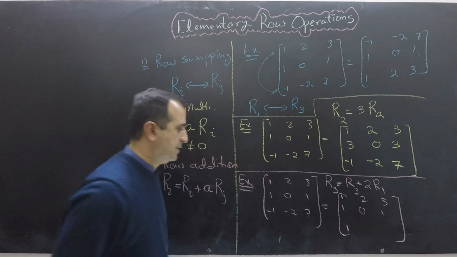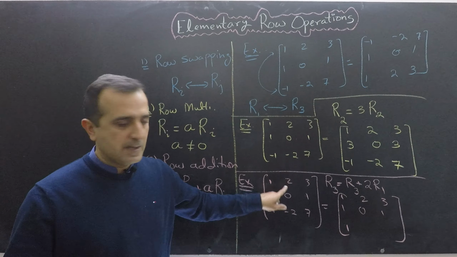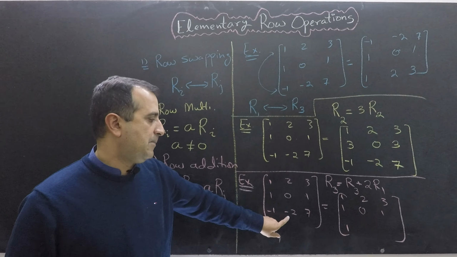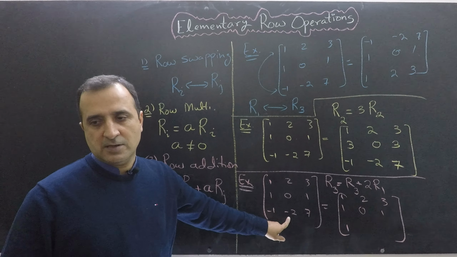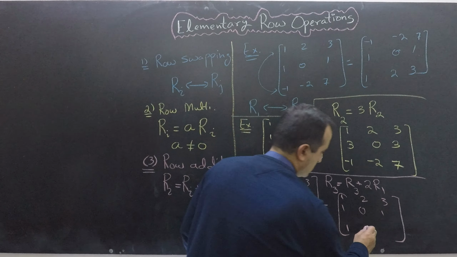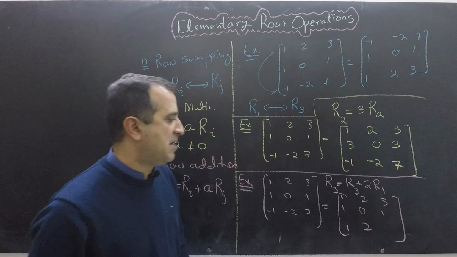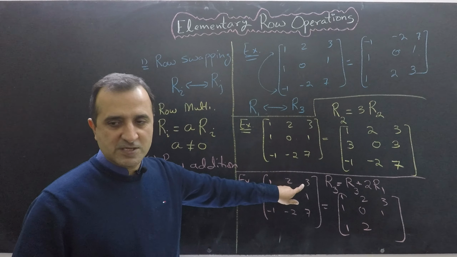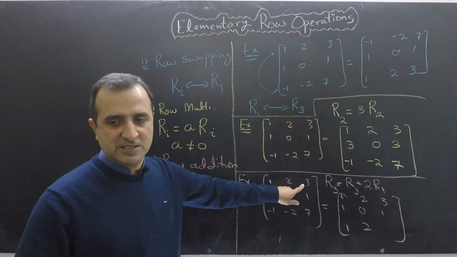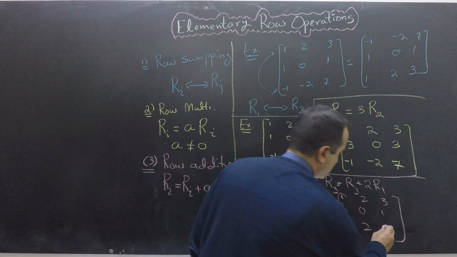So first our result is 1. Now I multiply this 2 by 2, which is 4, and then I say 4 plus minus 2 is 2. And similarly I multiply 3 by 2, which is 6, and then I say 6 plus 7 is going to be 13.